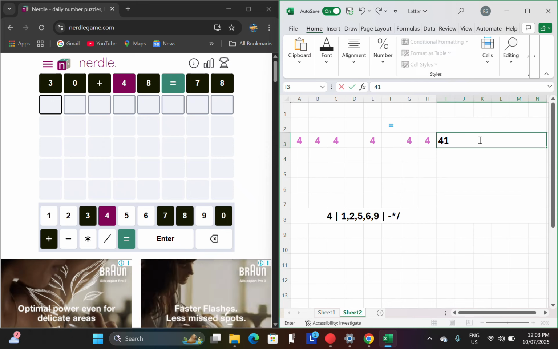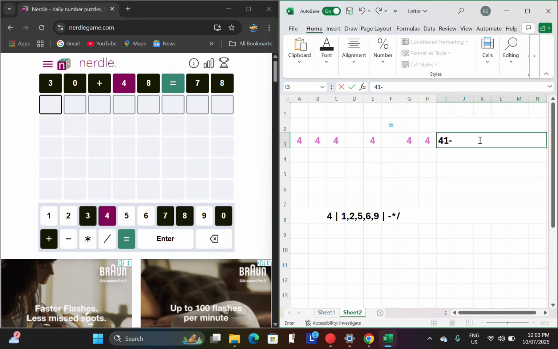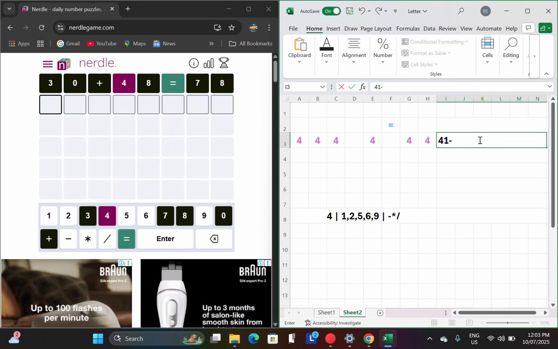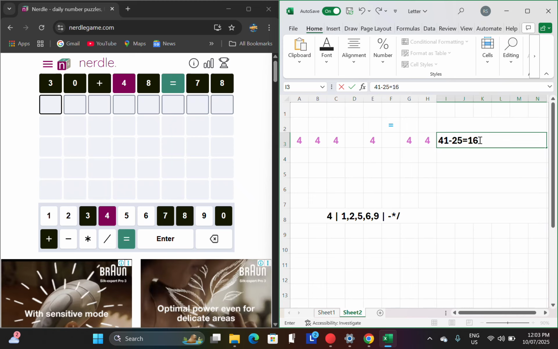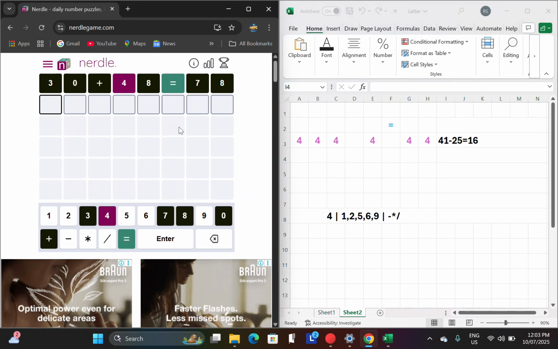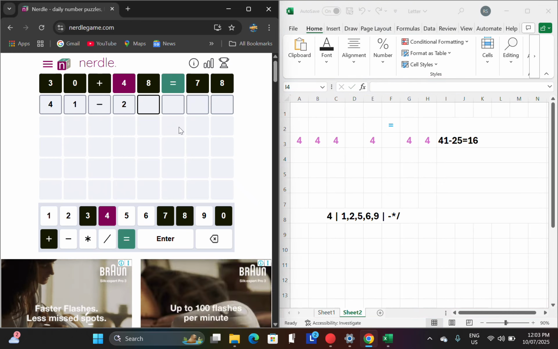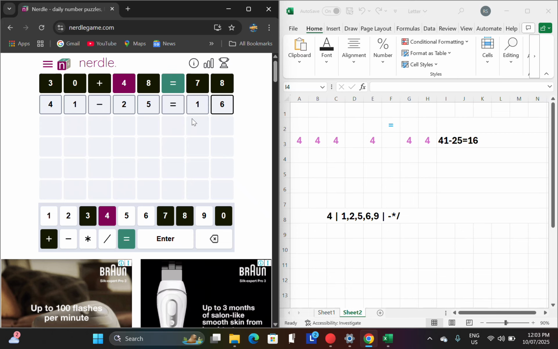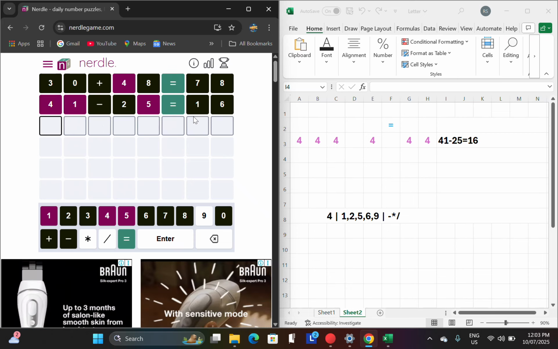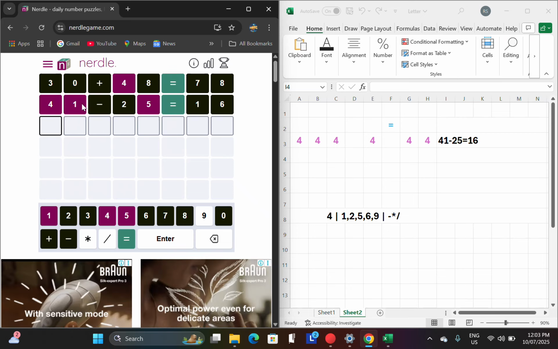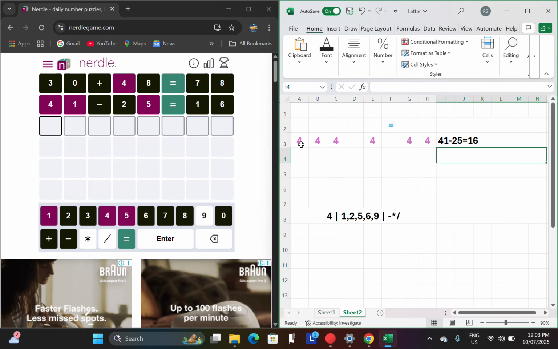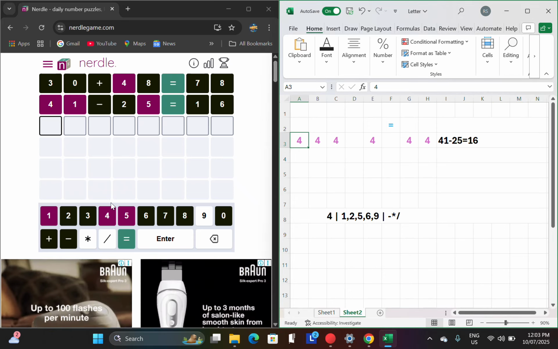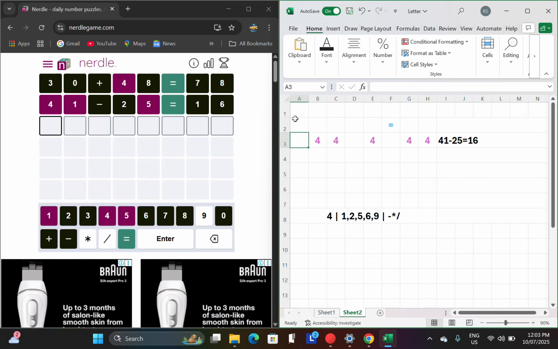So 41 minus 25 equals 16. Let's write 41 minus 25 equals 16. Let's try that. 1 and 5 are in the solution. So 4 is still at the wrong spot. So I'm going to remove the first spot.